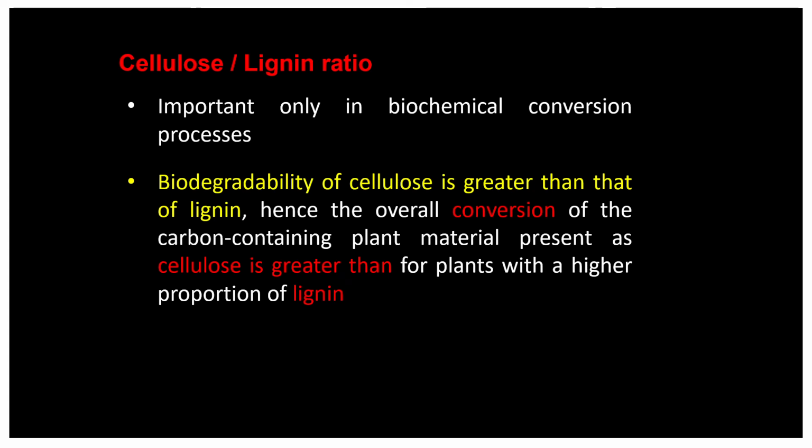Next is the cellulose to lignin ratio. It is very important in a biochemical conversion process because lignin is a material which is very hard to digest. It is very hard to go for anaerobic digestion or decay. So the biodegradability of cellulose is greater than that of lignin. We always go for an easily decaying material for the anaerobic or biochemical process. So cellulose-containing material is more suitable than lignin-containing material. So it is important to know this ratio.